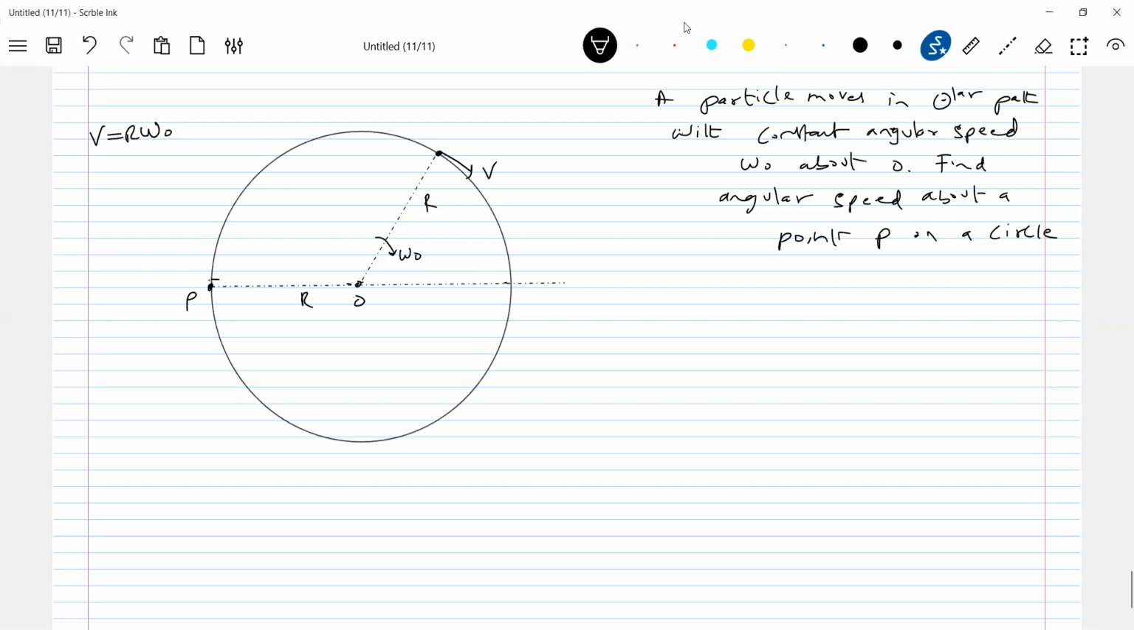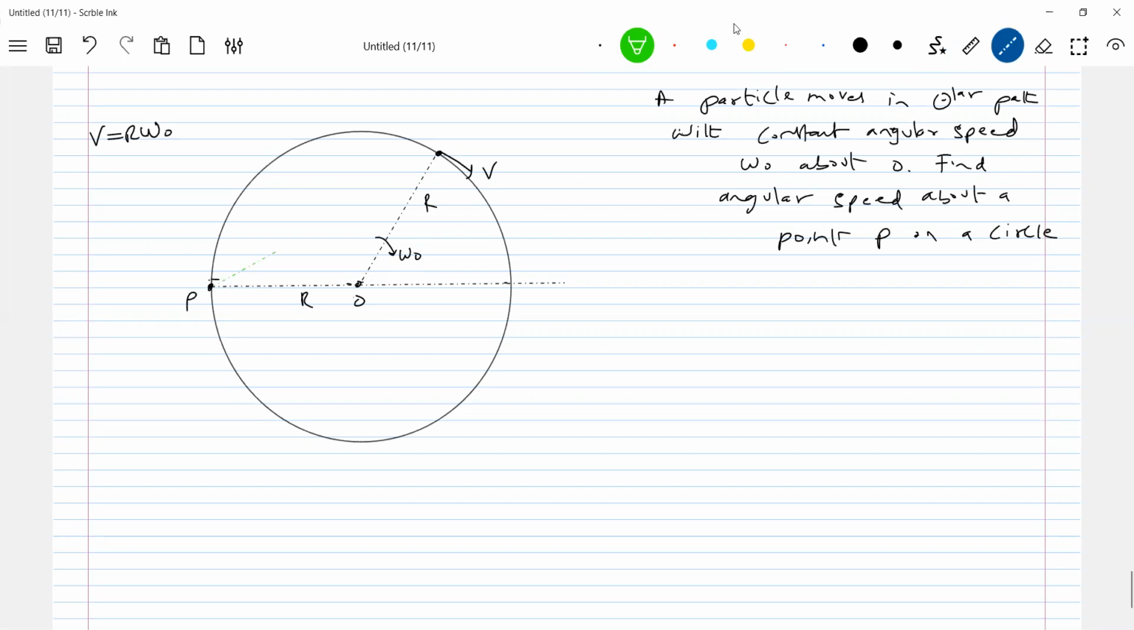Actually, the particle is moving in a circular path. Now, the angular velocity about O, omega naught, I will write. That is given for us. So the tangential speed is this much. Now I'm asking what is the angular velocity about P? Will it be the same or different? Let's do one thing.